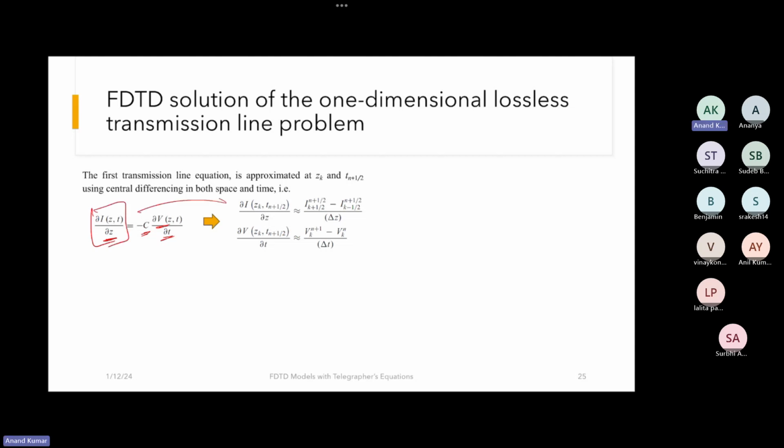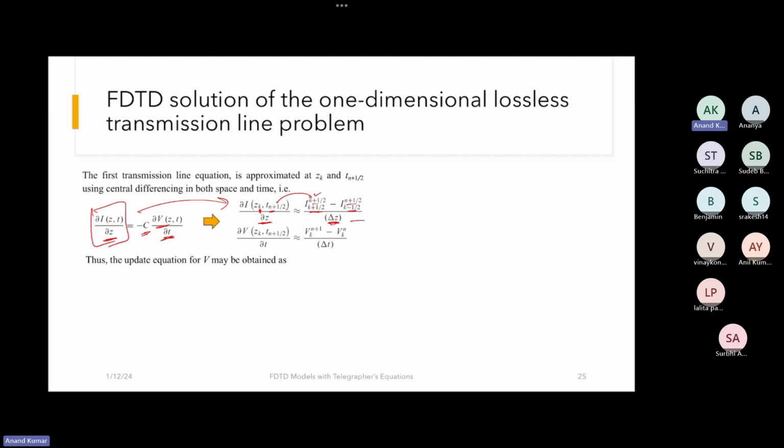So for the first term, this is the expression. We are discretizing the current in space. The current values are at the n plus half time instant, at the kth node, and since we are doing this in space, the time remains constant. So n plus half remains the same, and the position becomes k plus half and k minus half, and the distance between the two nodes is delta z. So we have discretized the current in space.